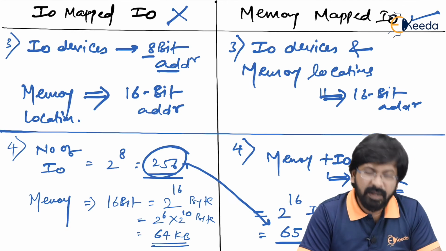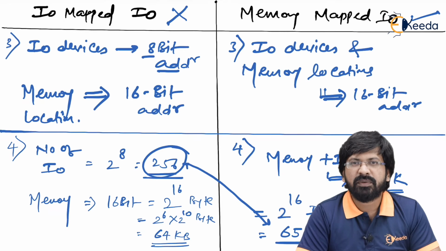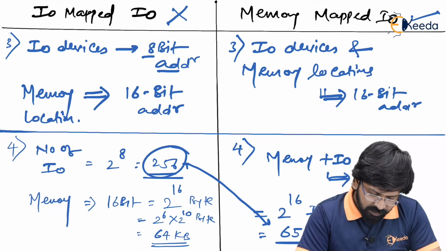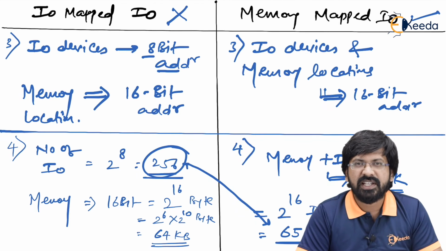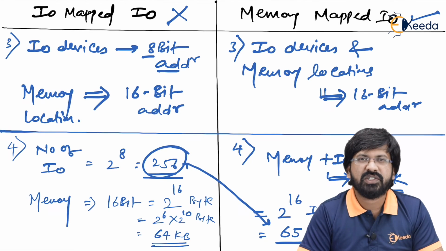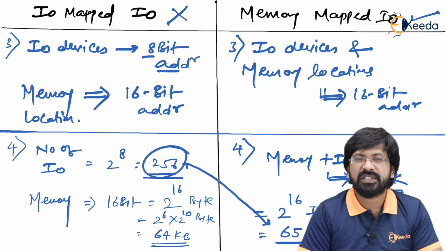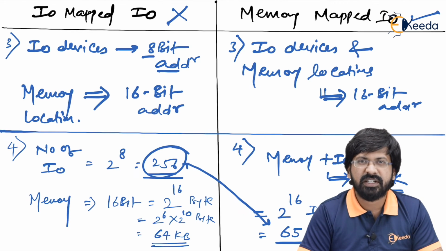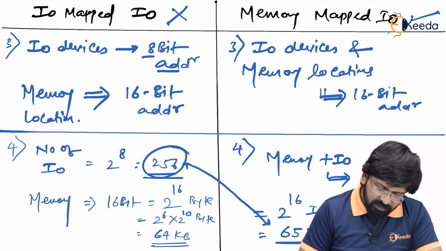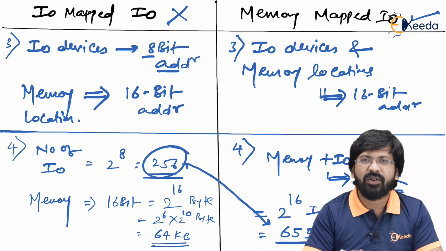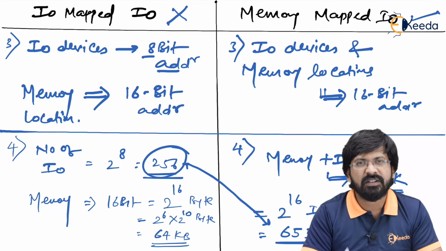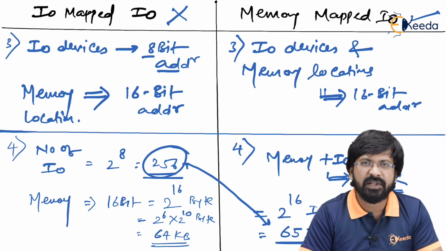So we go for memory mapped IO technique, in which we have a large number of IO devices. As you can see, because of 16-bit allocation as an address to each IO device, you can have 2 to the power 16 IO devices, that is 65,536 devices, out of which you can at least reduce some devices and you can allot the same addresses to the memory. So you will have certain memory also and you will have certain IO devices also.